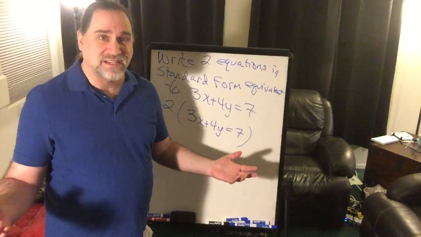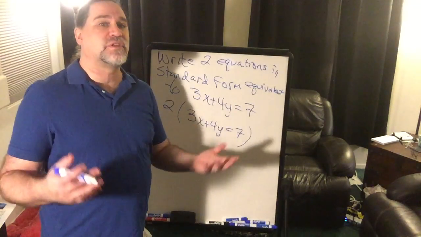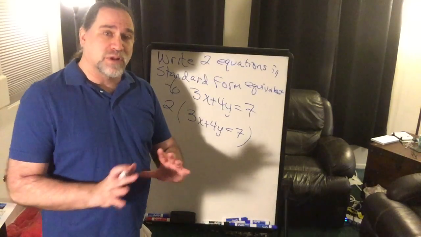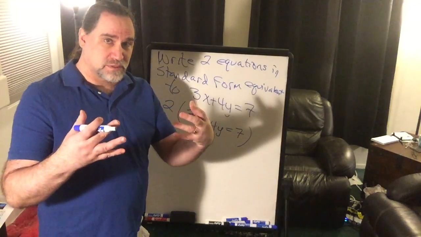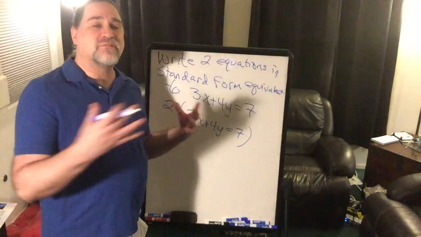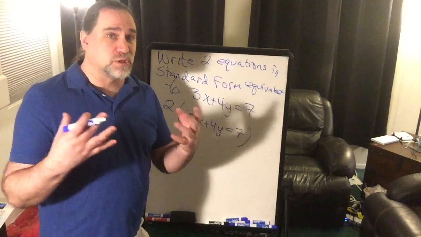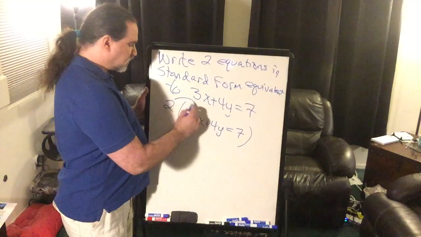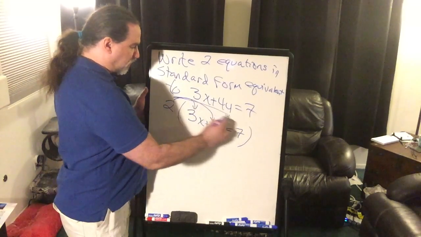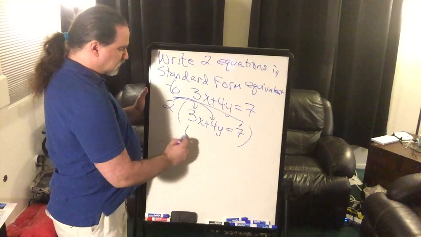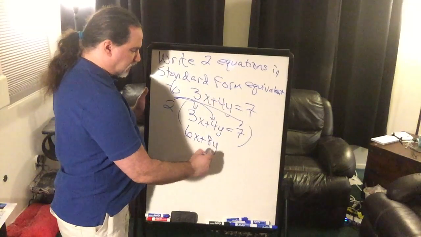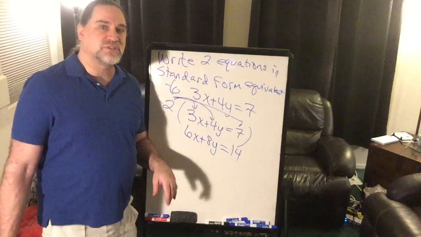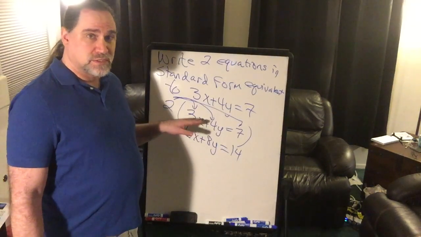I could multiply by 10. I can multiply by -5. There's nothing. I could multiply by 3.7218. It doesn't matter. What I'm doing is I'm creating another equation where everything is different looking, but it still represents the same line. So then we do the distributive property all the way. 6x plus 8y equals 14. I have now written another equation that is equivalent to the first equation.